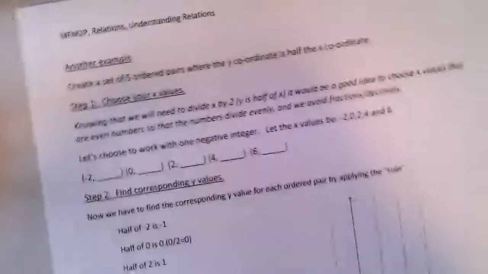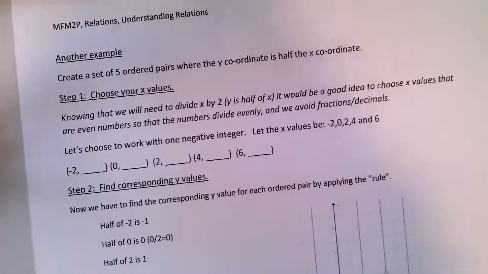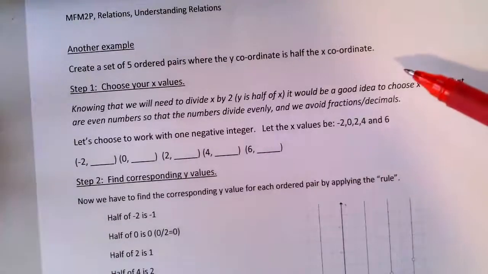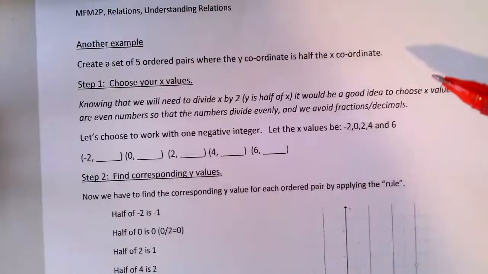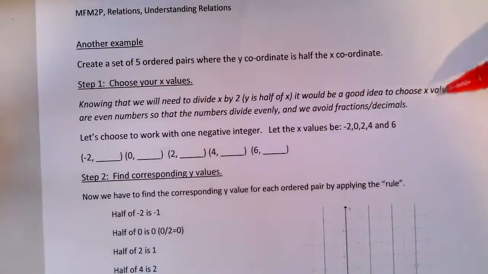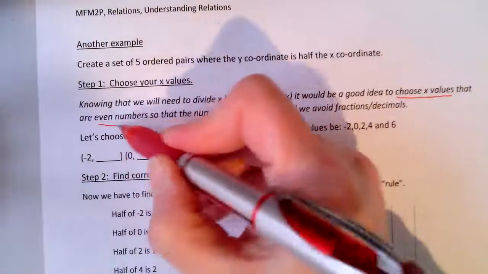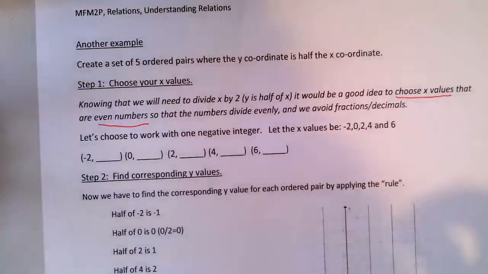Now, we're going to look at one other example, and this time I've included a fraction. So what we're going to do is create a set of 5 ordered pairs where the y coordinate is half the x coordinate. Now, half is the same thing as dividing by 2. So keeping that in mind, it's a good idea to choose the x values that are even numbers. Because when we take an even number and divide it by 2, we're going to get a whole number, and we're totally going to avoid the fractions and the decimals.